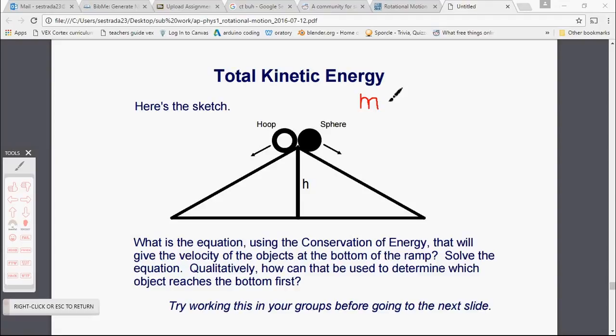So hopefully what you ended up with was something like this: mgh, your potential energy, equals your kinetic energy.